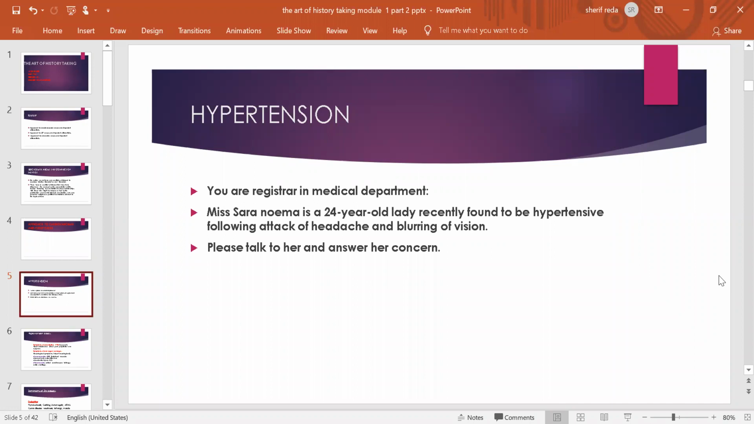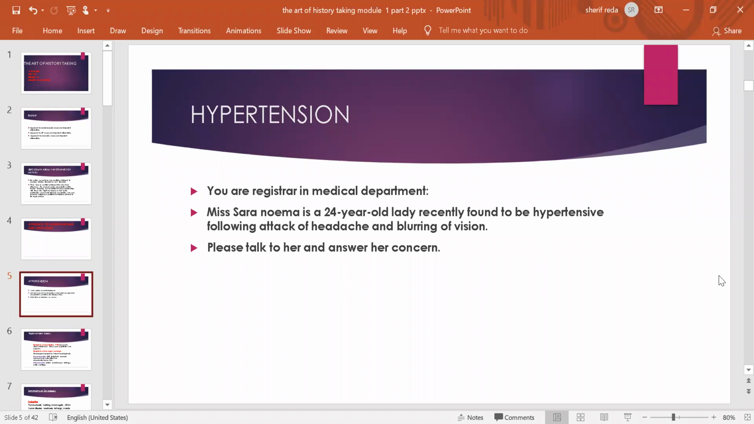This is a scenario. You are a registrar in the medical department, so this is your role. Ms. Sarah Nauman, this is your patient, is a 24-year-old lady, recently found to be hypertensive following an attack of headache and blurring of vision. Please talk to her and answer her concern.